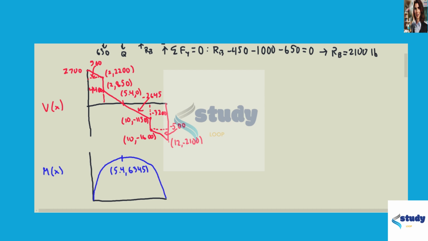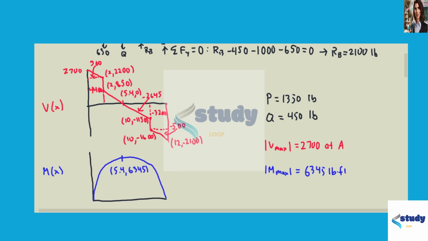At 5.4 the value is 6,345. So for our final answers, P is 1,350 pounds, Q is 450 pounds, and our max shear is going to be 2,700 pounds at our point A, and our maximum moment is going to be 6,345 foot-pounds, and that's going to be at 5.4 feet.